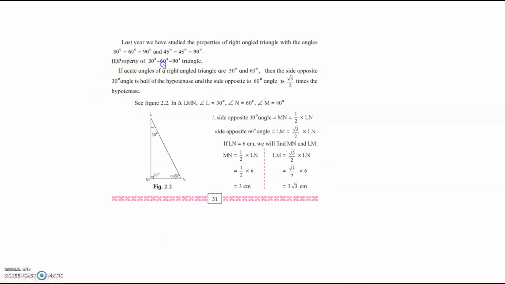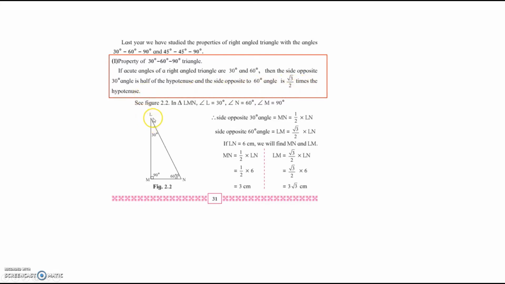Property of 30, 60, 90 triangle. If acute angles of a right angle triangle are 30 degrees and 60 degrees, then the side opposite to 30 degrees angle is half of the hypotenuse, and the side opposite to 60 degrees angle is root 3 upon 2 times the hypotenuse.